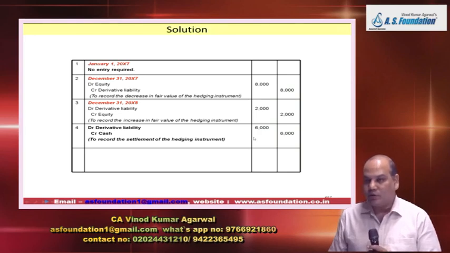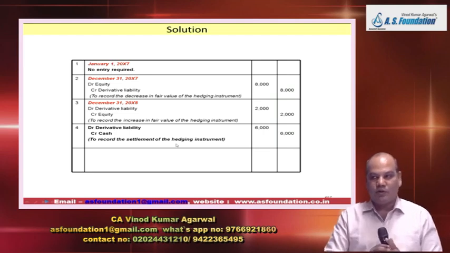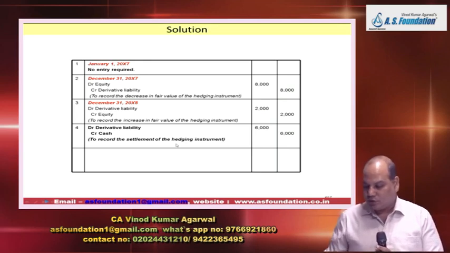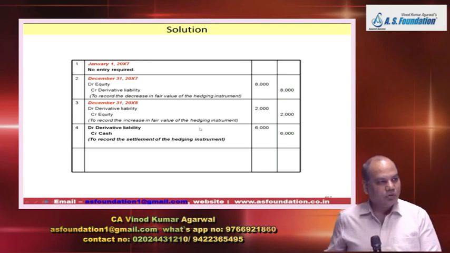Derivative liability account debit 6,000 to cash account 6,000, to record the settlement of hedging instrument. This is also clear. Which account is still open now? Equity account, OCI reserve account.